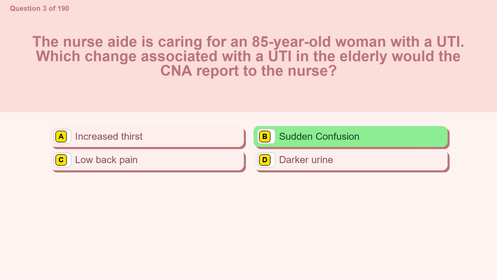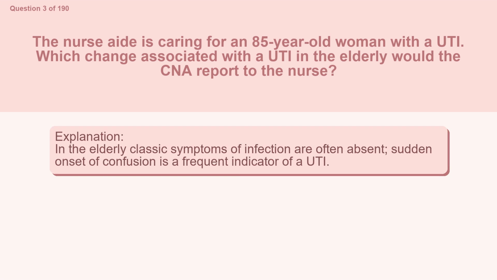The correct answer is option B. Sudden confusion. In the elderly, classic symptoms of infection are often absent. Sudden onset of confusion is a frequent indicator of a UTI.